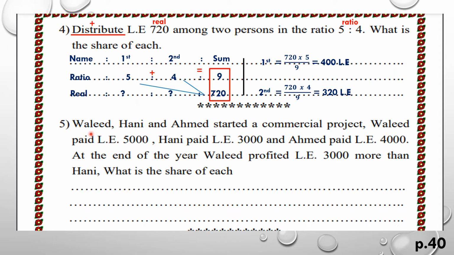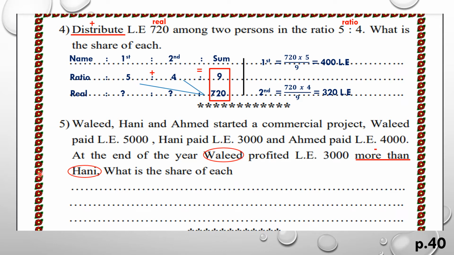Number 5. Walid, Hani and Ahmed started a commercial project. Walid paid LE 5,000, Hani paid LE 3,000 and Ahmed paid LE 4,000. At the end of the year, Walid profited LE 3,000 more than Hani. What's the share of each? Here we have a keyword which is more than. More than means minus. But we need to know we are going to make difference between who and who. So let's read again. At the end of the year, Walid profited LE 3,000 more than Hani.